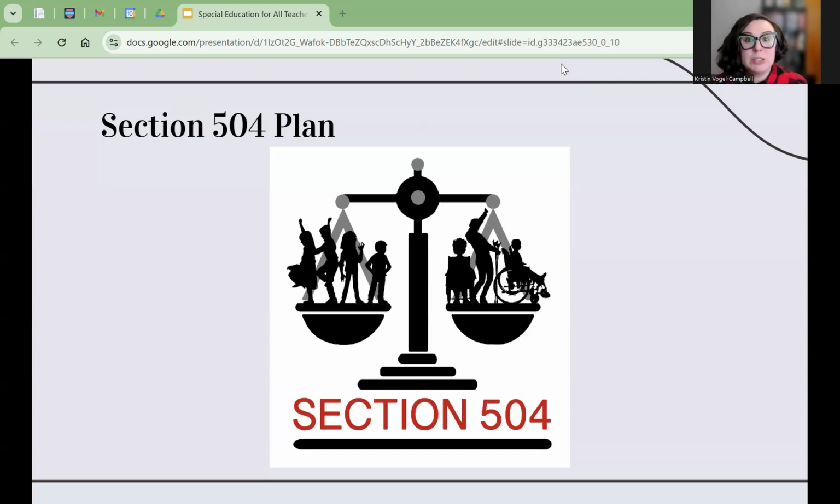Finally, modifications. Although it is rare for a 504 plan to include modifications, sometimes they are included. Modifications change what the student is expected to do, such as being given fewer homework assignments.